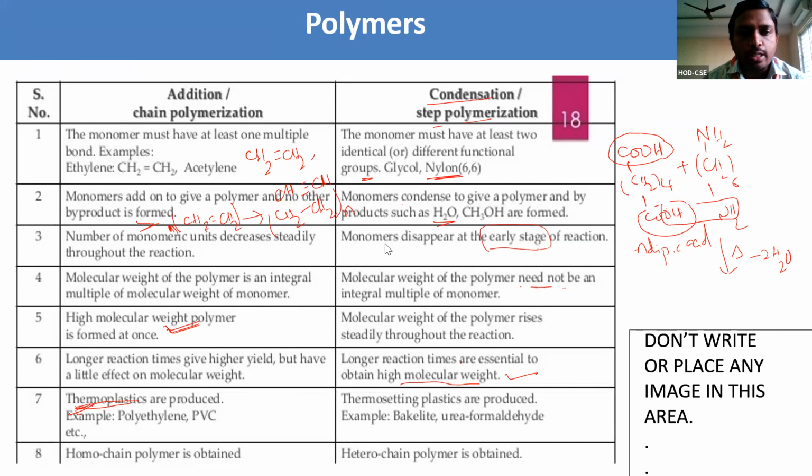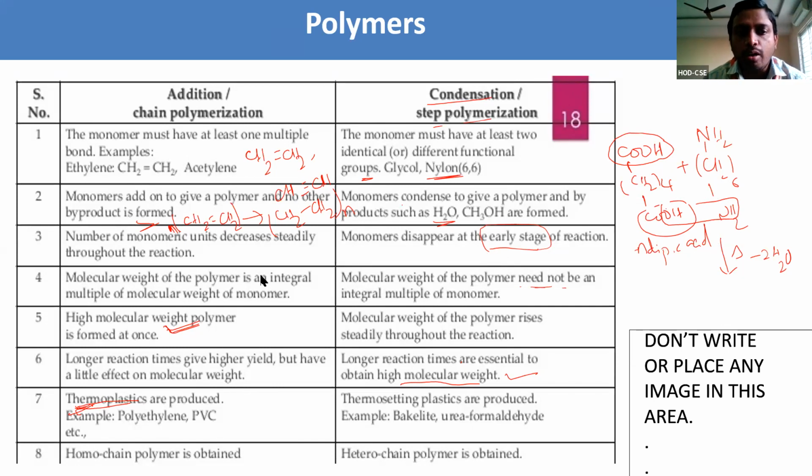In addition polymerization, the number of monomer units decreases steadily throughout the reaction. But in condensation, monomers disappear in the early stages itself. We take monomers like adipic acid and hexamethylene diamine, and these same monomers are not obtained in the polymer, nylon 66. That is the meaning of monomers disappearing at the early stage of the reaction.